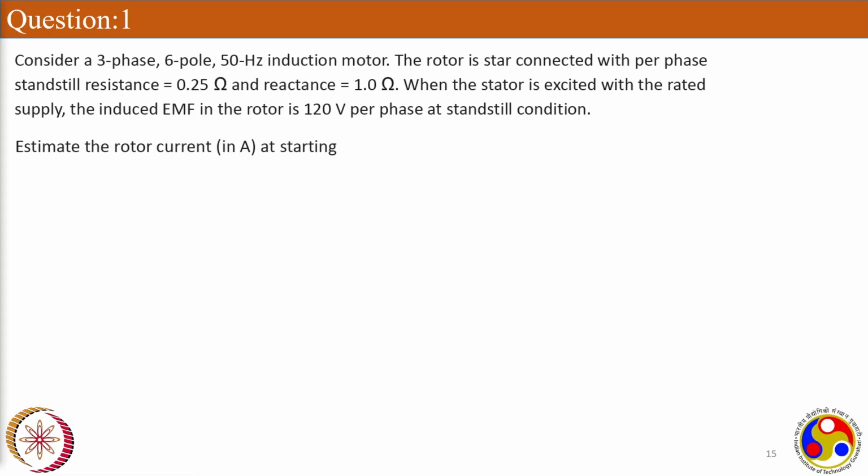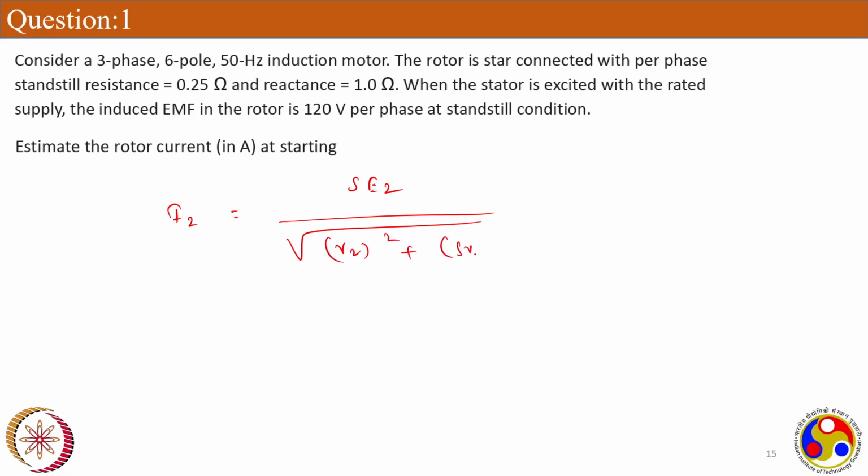Every detail in the question is important. They gave us standstill reactance and they're asking us to calculate the rotor current at the starting. So just note down whatever is given. Now, rotor current at the starting we need, right? So what is the formula you know for I2? It is S E2 divided by the square root of R2 square plus S X2 square. This is the formula for rotor current at any slip condition. This is what we derived today.